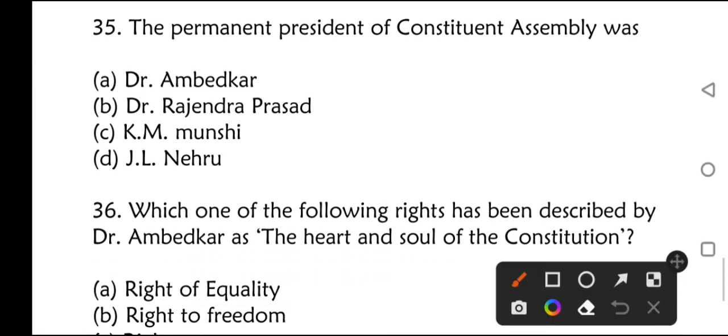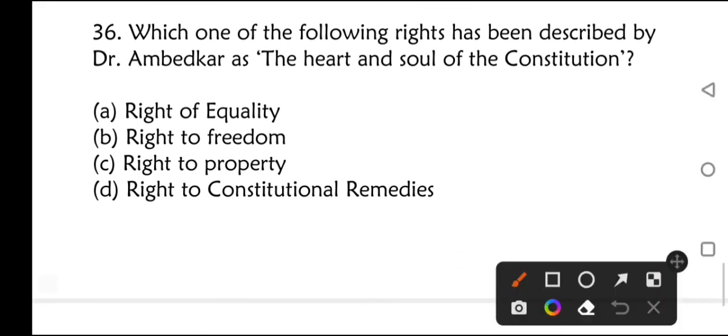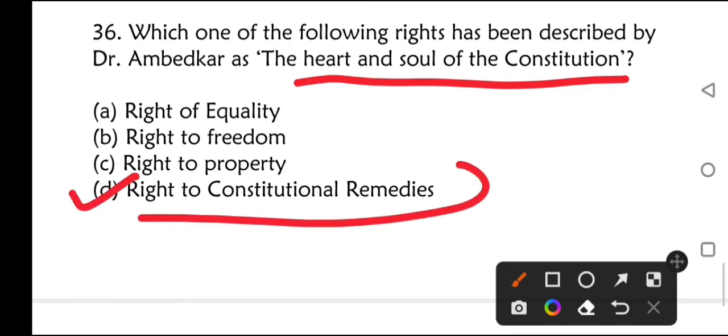Question number 35. The permanent president of Constituent Assembly was? Who was the permanent president? Okay, permanent president was Dr. Rajendra Prasad. Which one of the following rights has been described by Dr. Ambedkar as the heart and soul of the Constitution? Heart and soul of the Constitution. It is right to constitutional remedies. Okay, this is the correct answer. It is described as heart and soul of Constitution by Dr. Ambedkar.